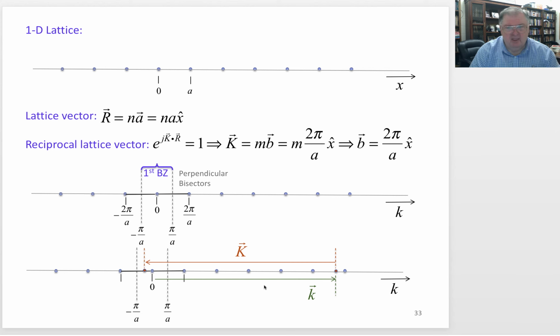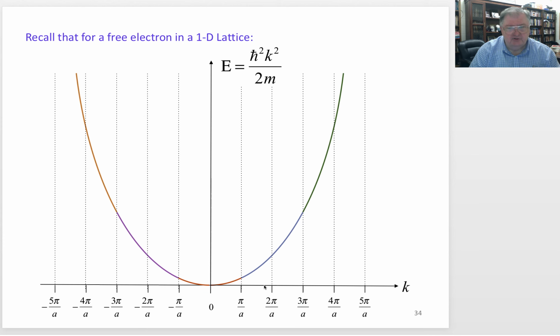Okay? So that tells us that when we look at our energy diagrams, for example for a free electron in a one-dimensional lattice, we should, by this point, be familiar with what the energy looks like: h bar squared k squared over twice the mass, over 2m. Here's the first Brillouin zone, here's the second Brillouin zone, here's the third Brillouin zone, here's, if you like, the -1 Brillouin zone, the -2 Brillouin zone.